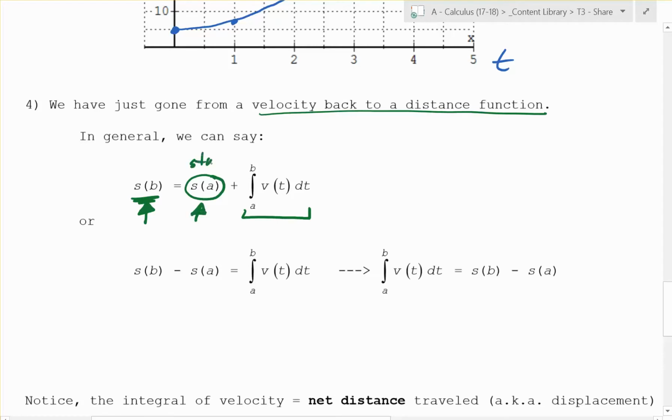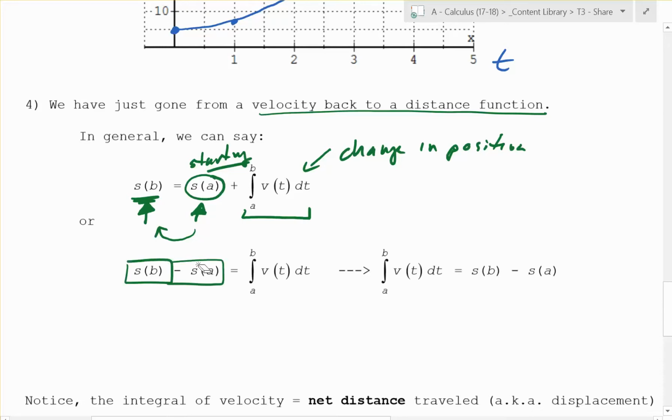So this is your starting position plus the change in position, right here, the change in position. So you can rearrange this a little bit, and all that's happening here is we're subtracting the S of A and putting it on the other side. So what this says is where you are right now, you subtract from it where you were, like where you started, equals the net change. That kind of makes sense. That's the net change.